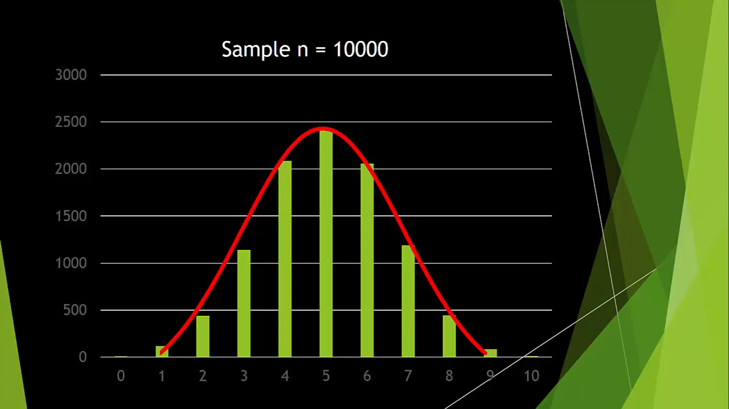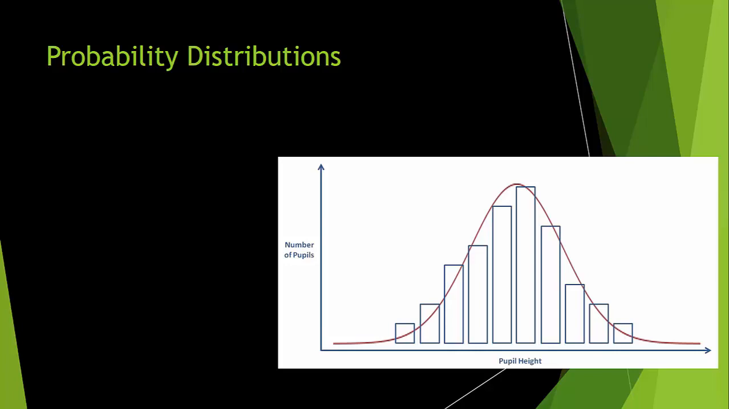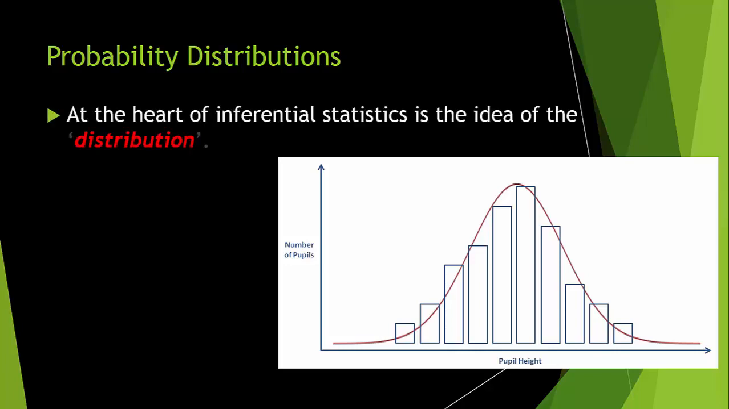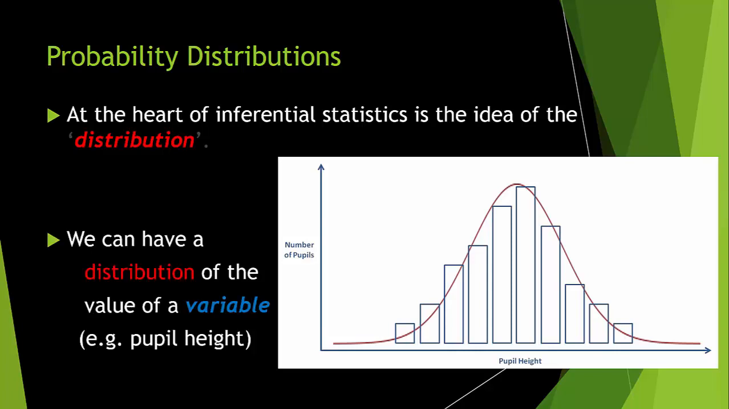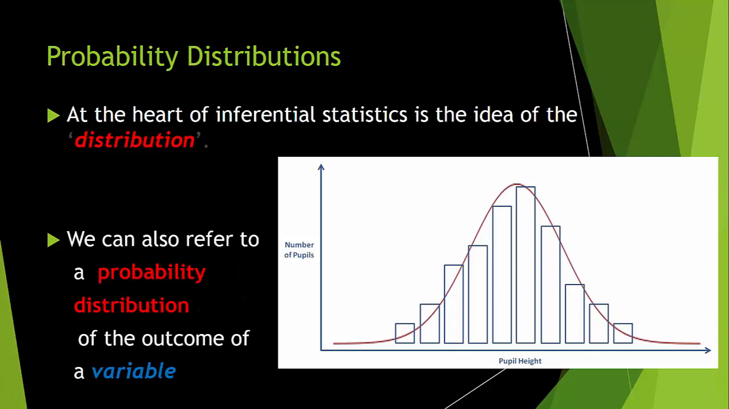Now, this idea of a distribution shape applies pretty much to all of quantitative research, and it is used to help describe data, i.e. descriptive statistics, as well as helping to draw conclusions, i.e. inferential statistics, and we'll explore that in a later video. So we have this idea of the sample distribution and its shape, and we've seen that these are very useful in considering descriptive statistics, and these also lie at the very heart of inferential statistics. So we can talk about the distribution of the value of a variable, for example, pupil height, or we could think of this as a probability distribution to help us make predictions.